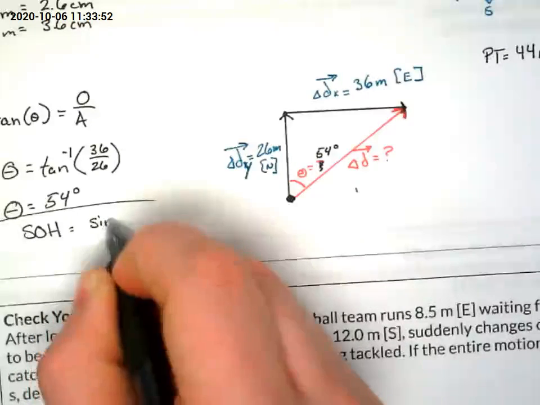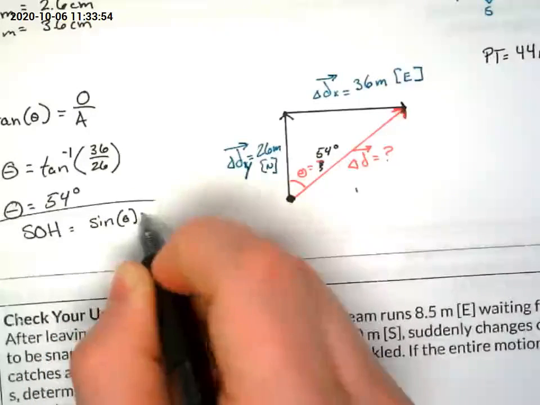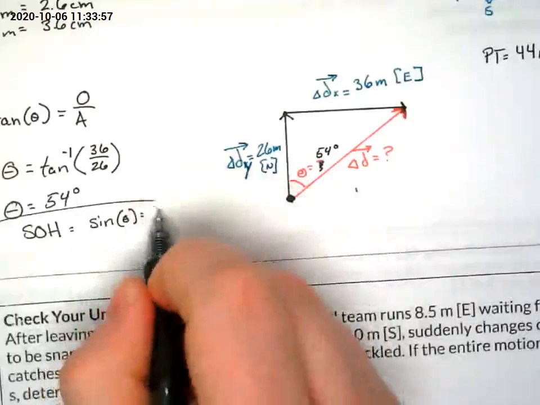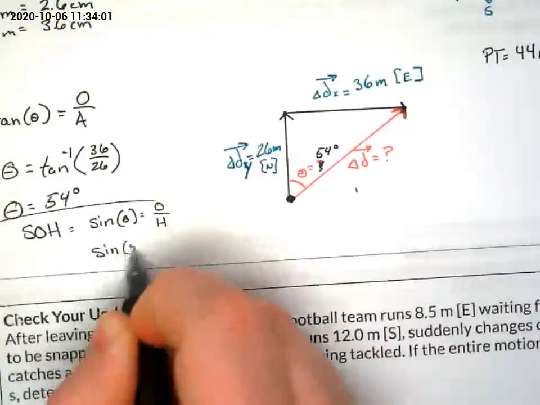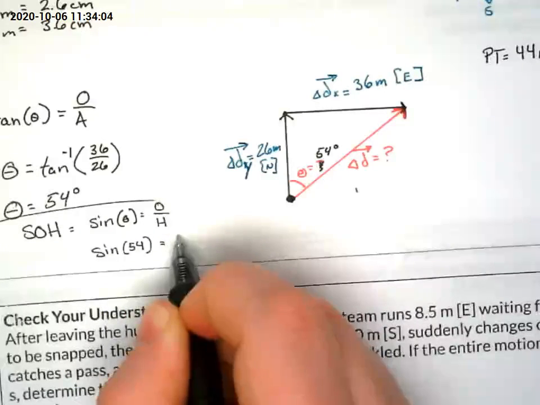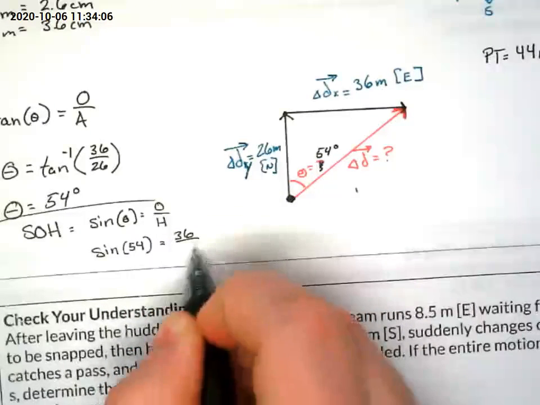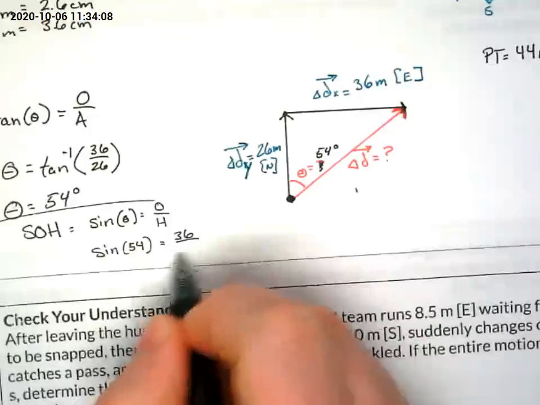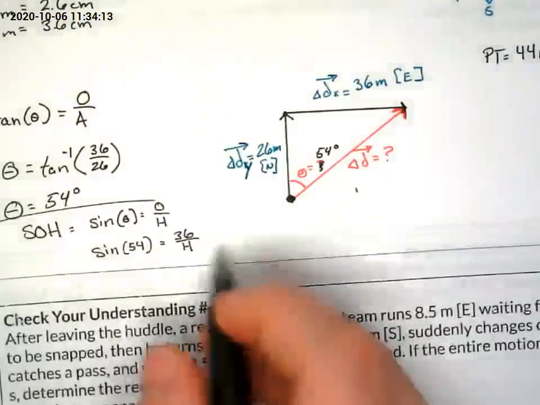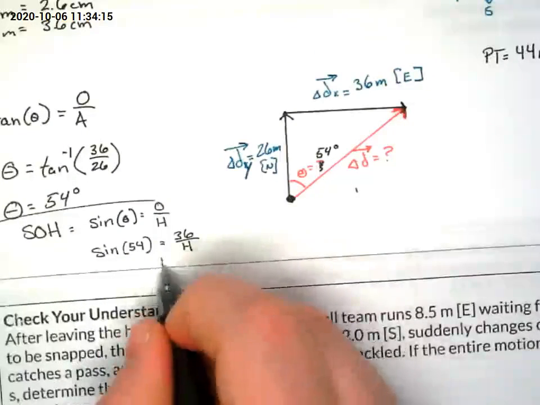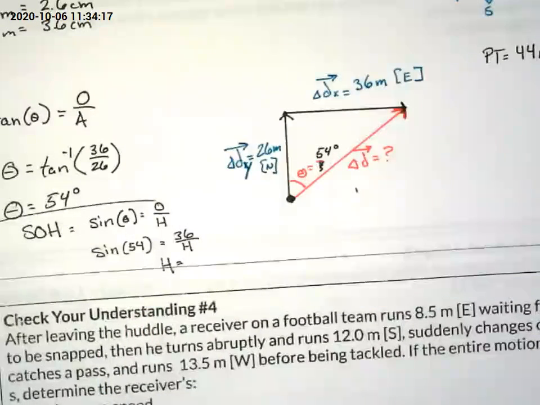That's going to be sine of theta is equal to our opposite over hypotenuse. So that's going to be sine of 54 equal to our opposite, which is 36, over our hypotenuse, or displacement. Again, we can just switch them. So then it's going to be 36 divided by the sine of 54.